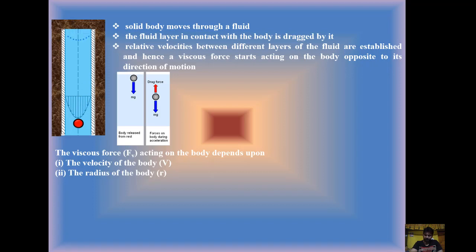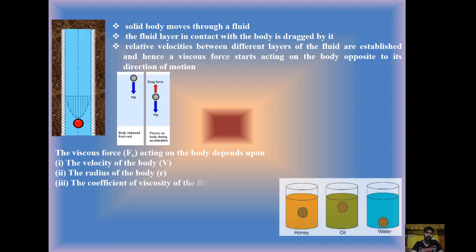Let us consider a spherical body moving through a fluid. The fluid is assumed to be infinitely extended in all directions, which is a very good approximation. Now, the viscous force Fv acting on the body depends upon the velocity of the body, the radius of the body, and the coefficient of viscosity of the fluid, eta, and we know that this coefficient is different for different liquids.